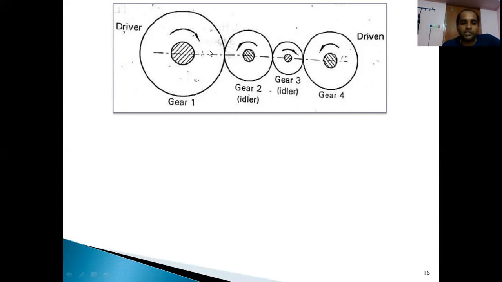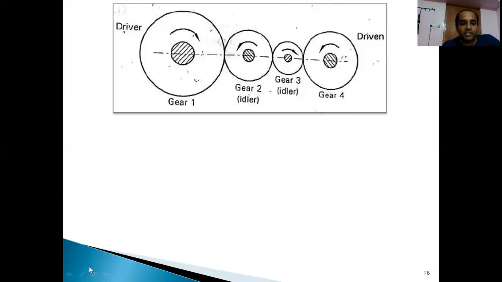Then if you observe the direction, gear 1 is rotating in clockwise direction, gear 2 rotating in anti-clockwise direction, then gear 3 is rotating in a clockwise direction. Gear 4 is rotating in anti-clockwise direction. So here, what is our driver? Gear 1. What is your driven gear? Gear 2. So we want to transmit the power from gear 1 to gear 2. But the problem here is the distance between these two gears is very large.